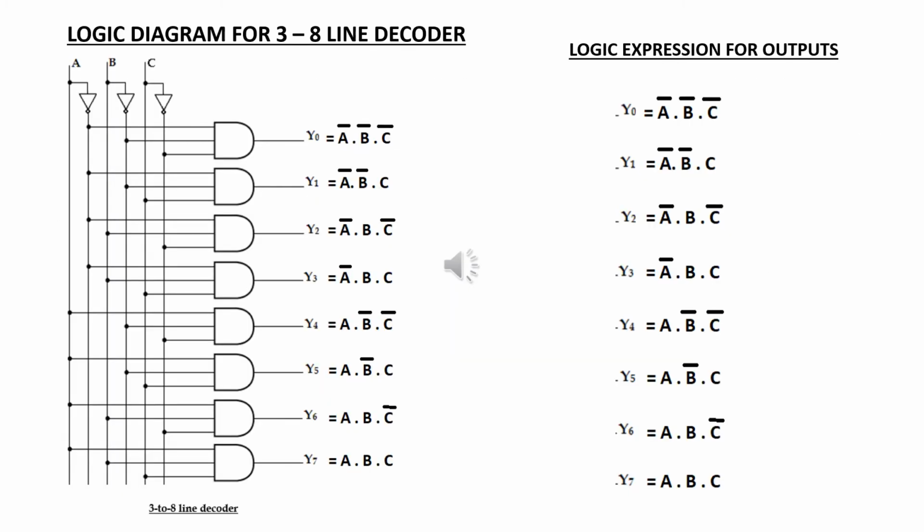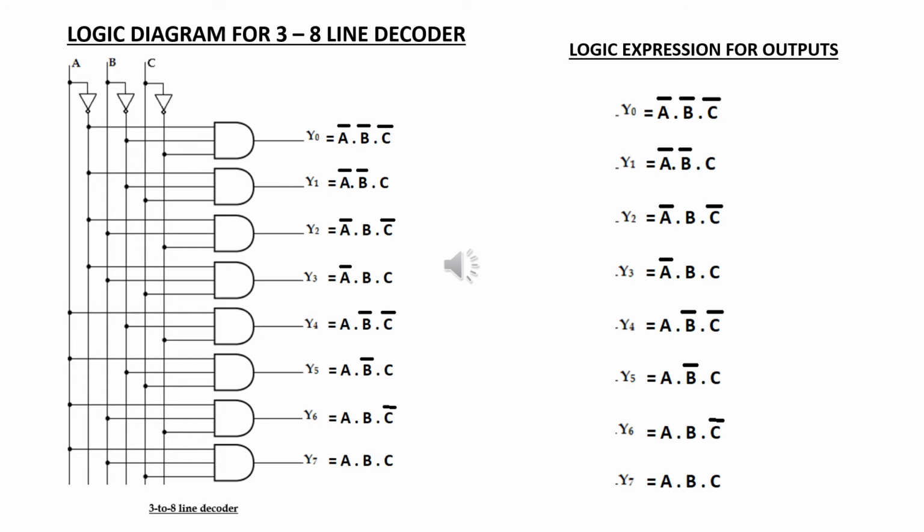Here we can see the logical expression for the outputs and also the basic logic diagram for the 3 to 8 line decoder using the logic gates. So the expression for Y0 is given as A bar, B bar, C bar. Y1 is given as A bar into B bar into C, and Y2 is given as A bar into B into C bar. Y3 is equivalent to A bar into B into C.